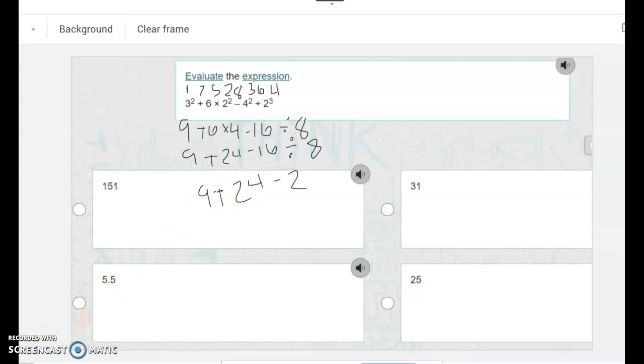All right. Go ahead and find the answer to this final expression. 9 plus 24 minus 2. All right, so 9 plus 24 is 33. And 33 minus 2 gives you 31. So the correct answer is 31. Great job.